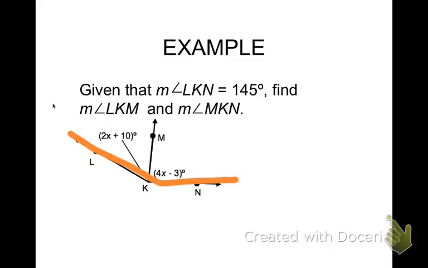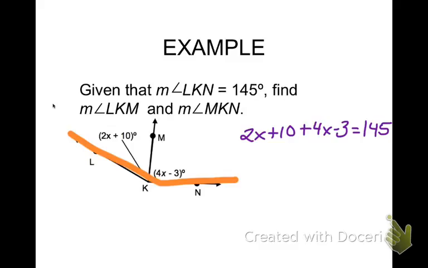So my top angle, angle LKM, is 2x plus 10. So let's write that, 2x plus 10, plus the other angle, which is angle MKN, 4x minus 3. And then we're going to set that equal to the whole angle, which is 145. Now we have an equation, hopefully we all can solve.